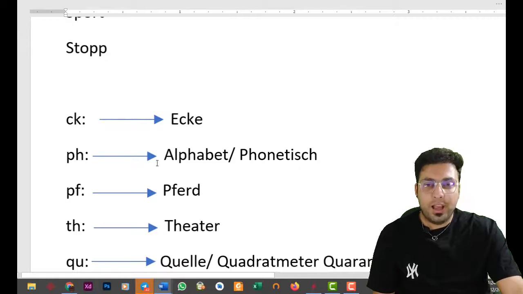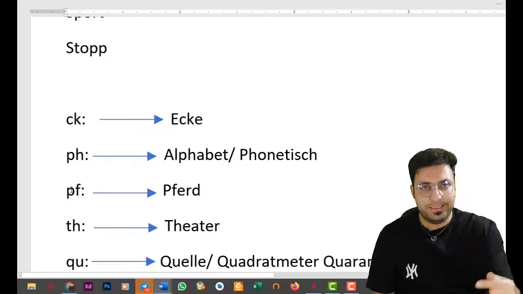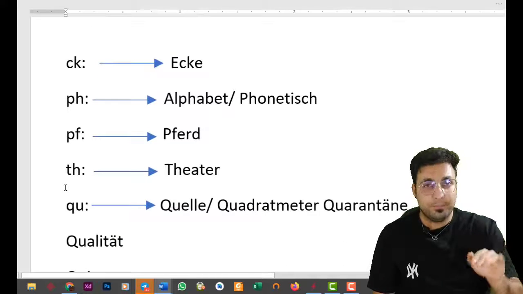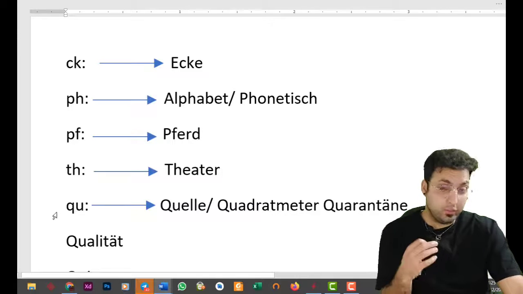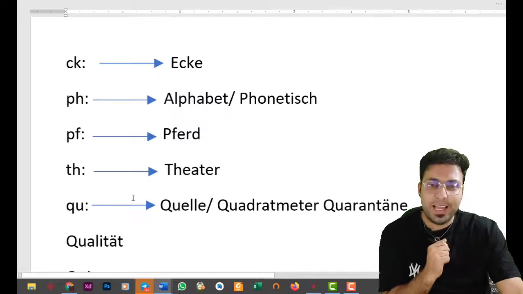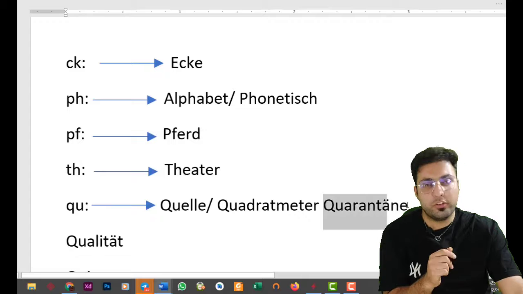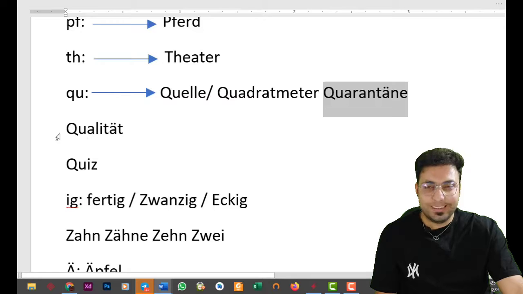PH, f, alphabet, or phonetisch. PF together, Pferd. TH together, Theater. Q and U together, Quelle, or Quadratmeter. There's an exception here, Quarantäne, that's an exception, or Qualität, or Quiz.